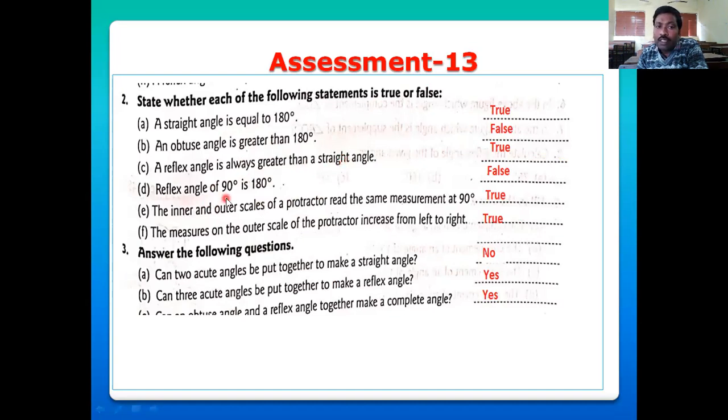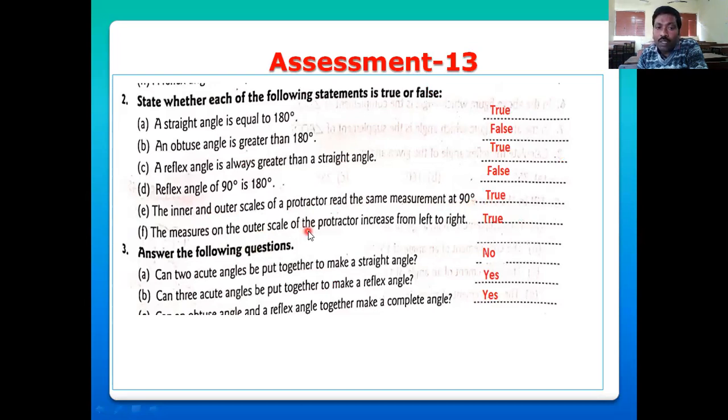Reflex angle of 90 degrees is 180 degrees. No, this is false. The inner and outer scale of the protractor read the same measurement at 90 degrees. You see the outer and the inner numbers on the protractor, but when we draw the 90 degree angle, they will be the same, outer and inner. So our answer will be true.